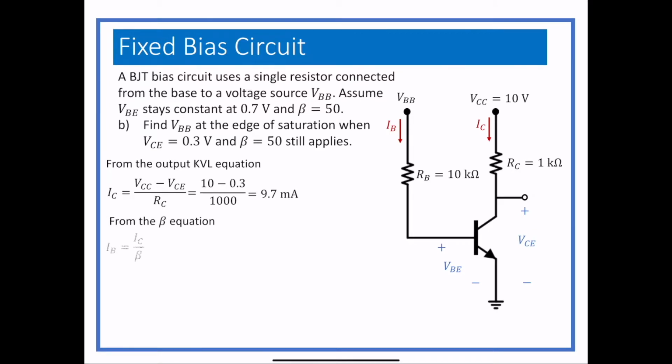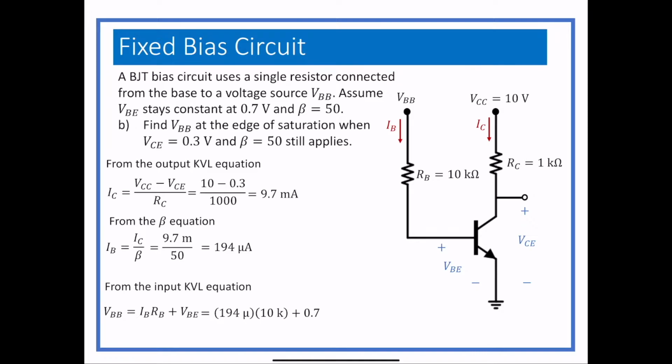Then we can use the beta equation to find IB, and we get 194 microamps. And then we can go and solve for VBB in the same exact way we did before by taking RB times IB plus VBE. Sounds like something to eat. And you end up with 2.64 volts. So basically with the same circuit, you start out with 1.7, and as you crank up VBB, IC goes up and up and up, and it hits 9.7 milliamps right at the edge of saturation. So that's kind of the point of finding that.